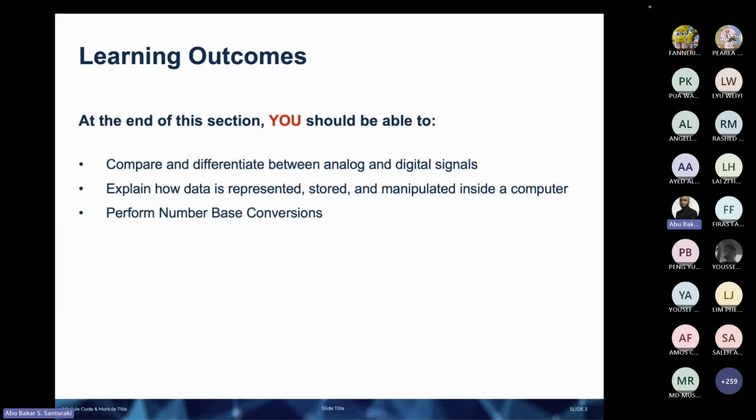So the learning outcomes for this is you need to be able to compare and differentiate between analog and digital signals. You also need to explain how data is represented, stored, and manipulated inside a computer. So we've explained how data is represented. It's represented using binary values of zeros and ones. How is it stored? It can be stored differently in different types of technologies.